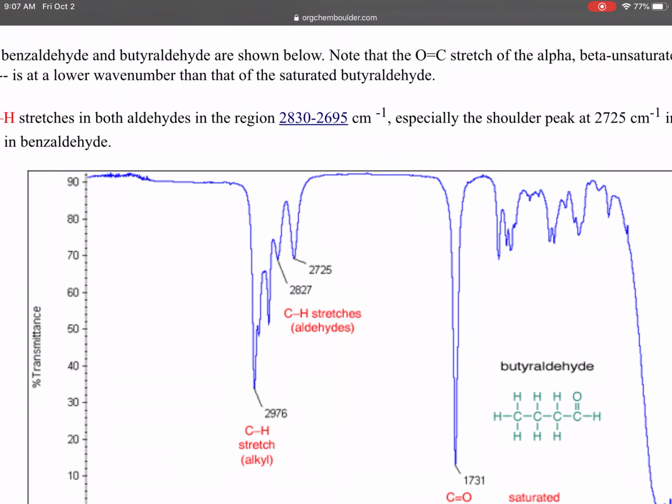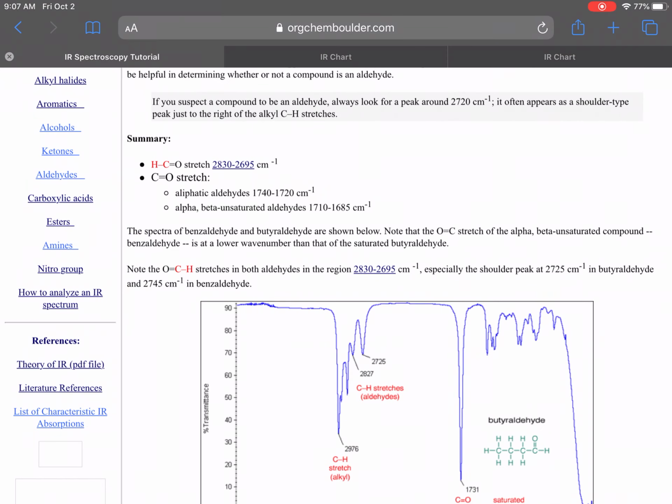All right, so this is a good representation of an aldehyde.